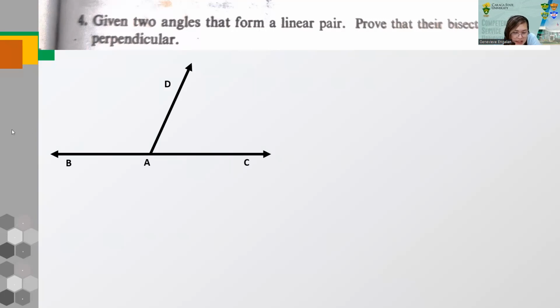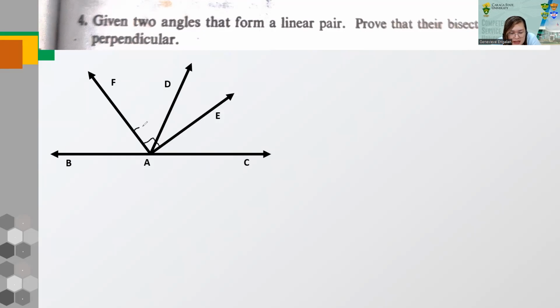Then I put the bisectors there. The bisector of angle BAD is ray AF, and the bisector of DAC is ray AE. What we need to prove is that FAE, the angle formed by the bisectors, is perpendicular. Meaning the angle formed should be 90 degrees.